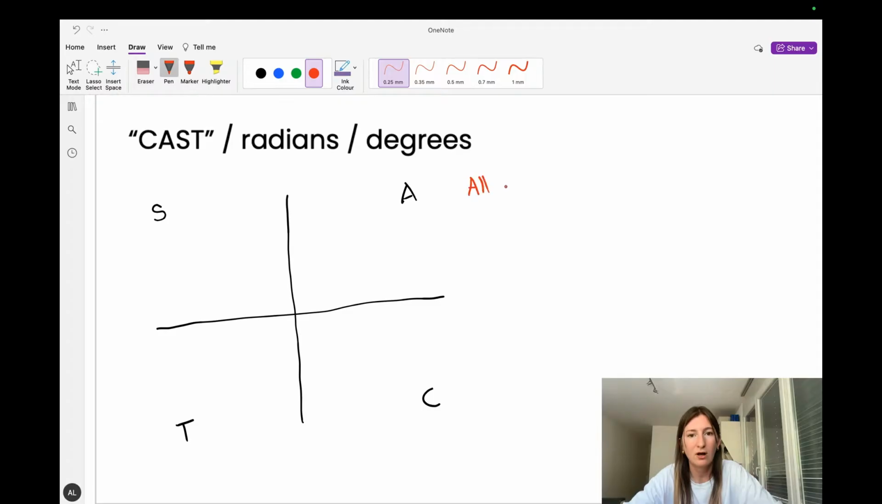Cos stands for all are positive. So sine, cos, and tan, all are positive. And if you've never seen this before, don't worry, it will make sense when I show you an example. Here, it's saying that sine is positive. Here, tan is positive, and cos is positive.